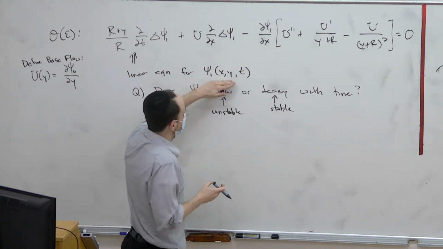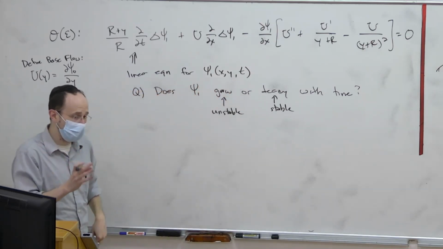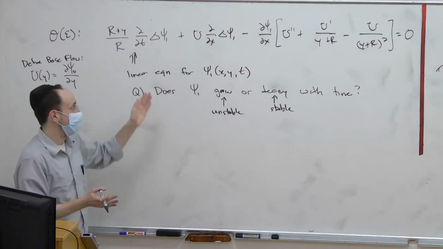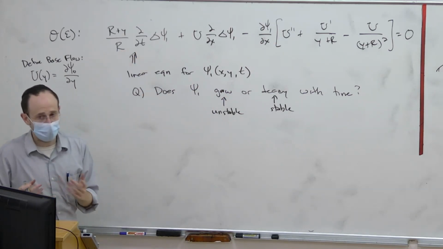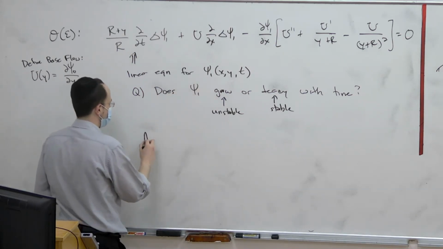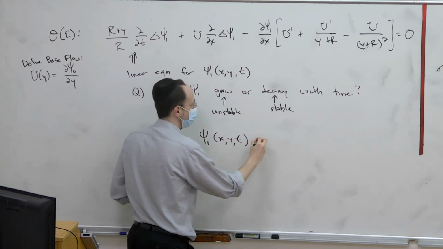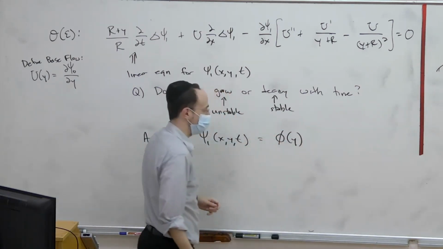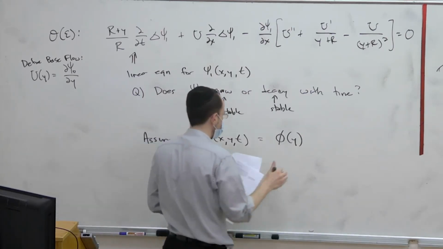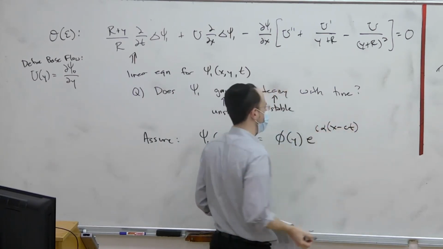So if that's true, then I don't have to consider the general psi 1. I could just consider psi 1 as one of those modes, as one complex exponential. Because if I understand the solution for one complex exponential, it's a linear equation, I could just add a bunch of other complex exponentials and construct any solution I want. So I'm going to assume that psi 1 of x, y, t can be written as some shape function phi of y times a complex exponential, e to the i alpha (x minus ct).